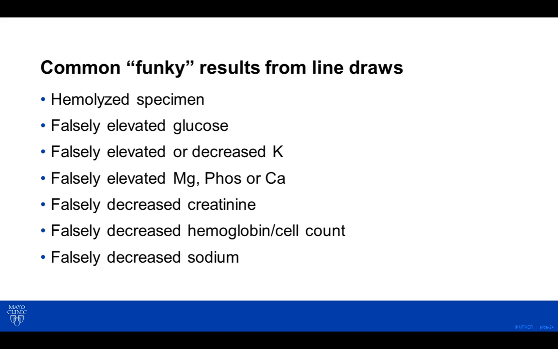So we know there are a number of problems associated with line draws. We can get hemolyzed specimens, that's number one. But we can also get contamination. And contamination, most often in a line draw, is one of these problems I've listed here. Falsely elevated glucose, falsely elevated or decreased potassium, falsely increased magnesium, phosphorus, or calcium, decreased creatinine, decreased cell counts, or decreased sodium are the most common pre-analytic problems or errors due to line draws.